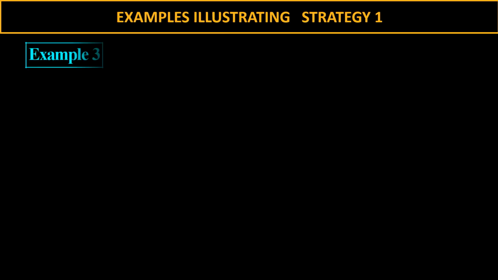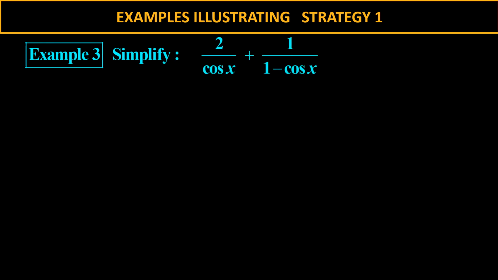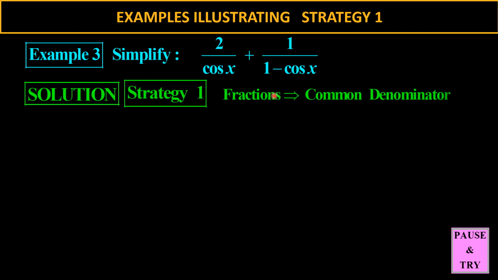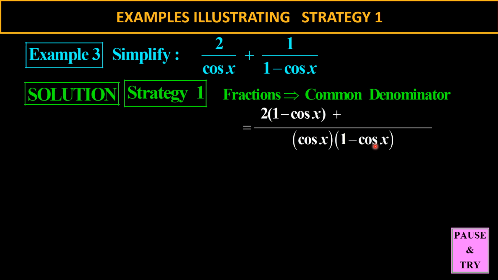Now let's look at another example so we can show you how you can illustrate strategy 1. Okay, first of all, we want to simplify. Any like terms? No. Right? Any brackets to remove? No. Right? Any reduction formula? No. But we have fractions here. And what can we do if we have fractions? Yes, you can find a common denominator. And what would that common denominator be? That's correct. Cosine x times 1 minus cosine x. Okay. Now to get the numerator, so it's 2 times 1 minus cos x plus 1 times cosine of x. Right? So there we applied using a common denominator.